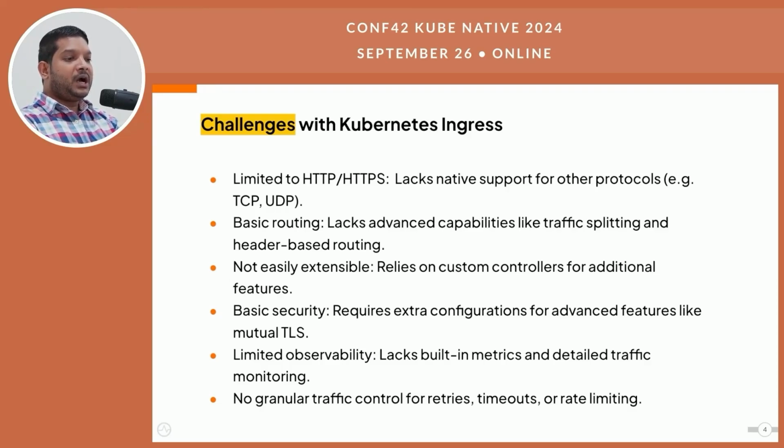While Kubernetes is highly flexible, the Ingress resource itself isn't very extensible. If you need additional features, you often have to rely on custom controllers or third-party tools. This makes the setup more complex and harder to maintain as your requirements evolve. Security configurations within Ingress are quite minimal. For more advanced security features like mutual TLS, you will need to add extra configurations or use custom implementations which increase the complexity and maintenance burden.